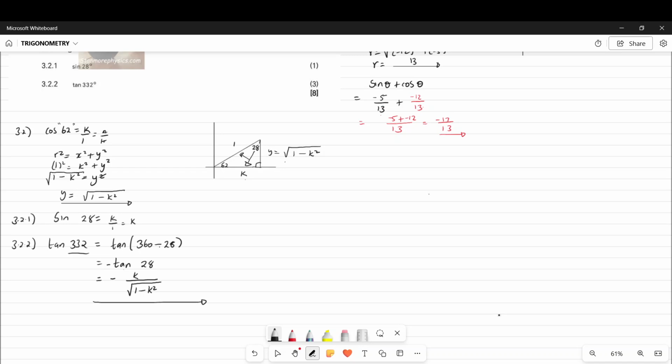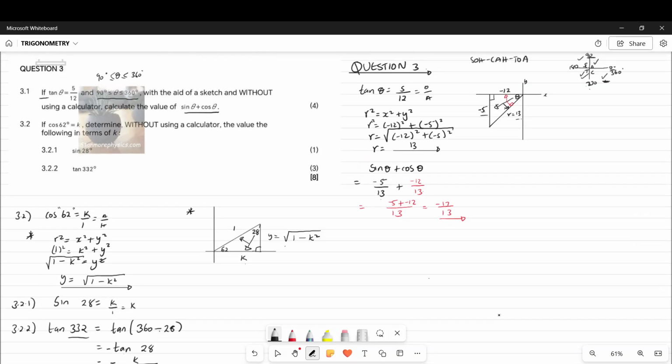Easy as that. So guys, you can see it's very, very important to show all your working out and no shortcuts, right? So it's clear as this, and it's very, very simple. Trig is one of the best topics out there.